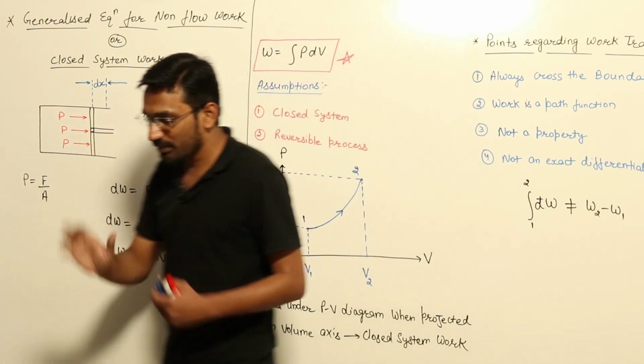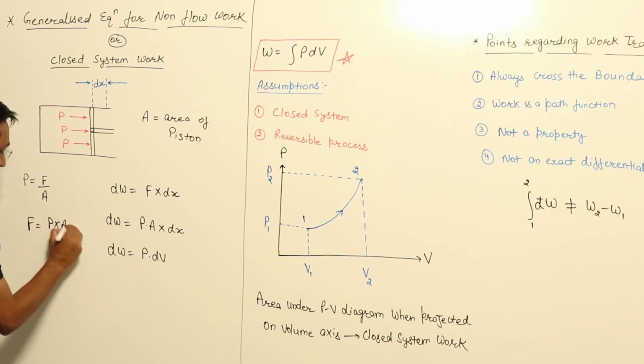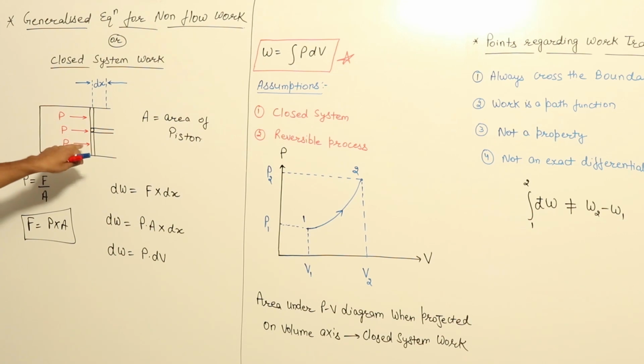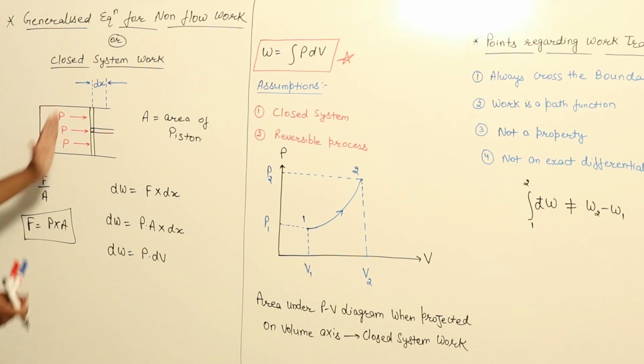Now this pressure is applying some force on the piston. As we know, pressure is equal to force per unit area. The force which is acting on this piston will be equal to pressure into area of the piston. At this point, the force acting on this piston is pressure into the cross-sectional area of this piston. Right. Now the piston will be moving in this direction.